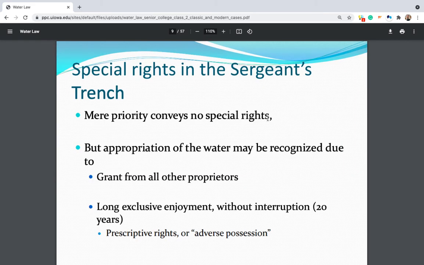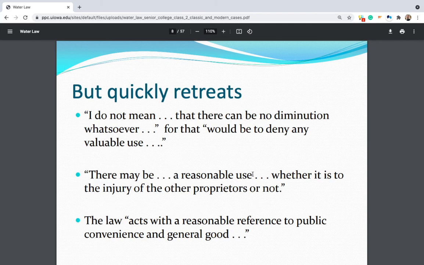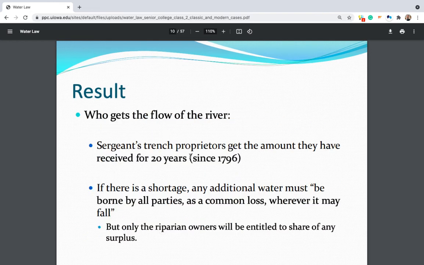He decided that a bit of equity had to be injected into the system, and ruled that upstream mill owners could only make reasonable use of the river. They could use the amount of water that they had typically received for the past 20 years, but could not divert so much water that downstream mill owners would see their enjoyment of the river diminished. Thus was born the modern notion of riparian rights.